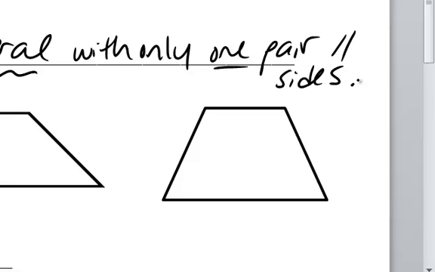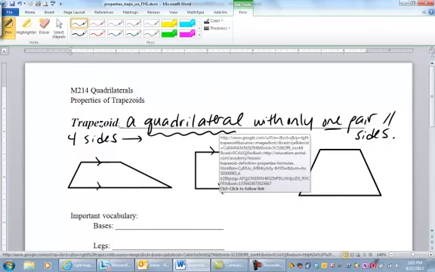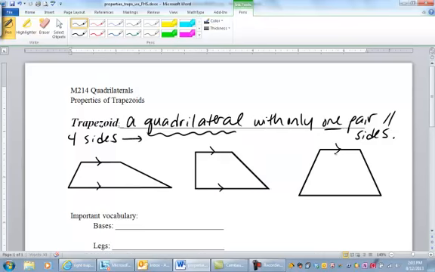So you can probably identify between these 3 pictures that I have down here for you which are the parallel sides, and we'll label them with arrows. Those 2 sides are parallel. These 2 are definitely not. These 2 sides are parallel, and these 2 sides are parallel. So they all have only one pair of parallel sides.